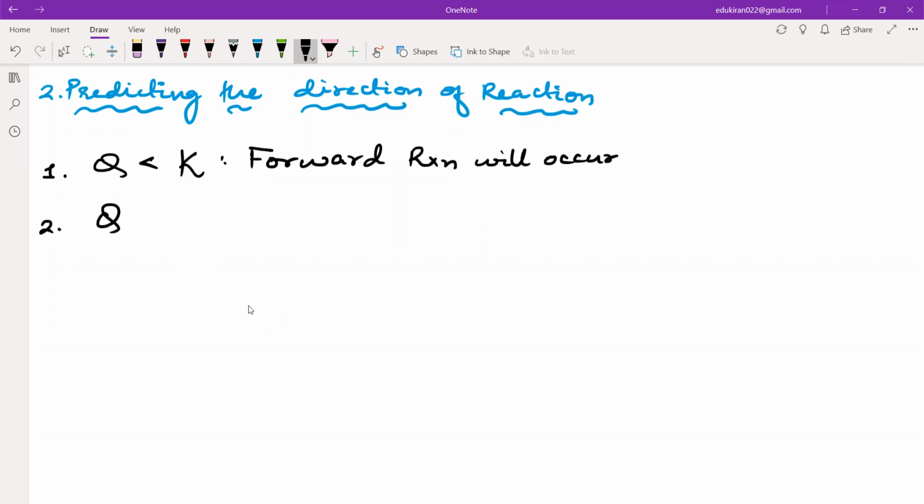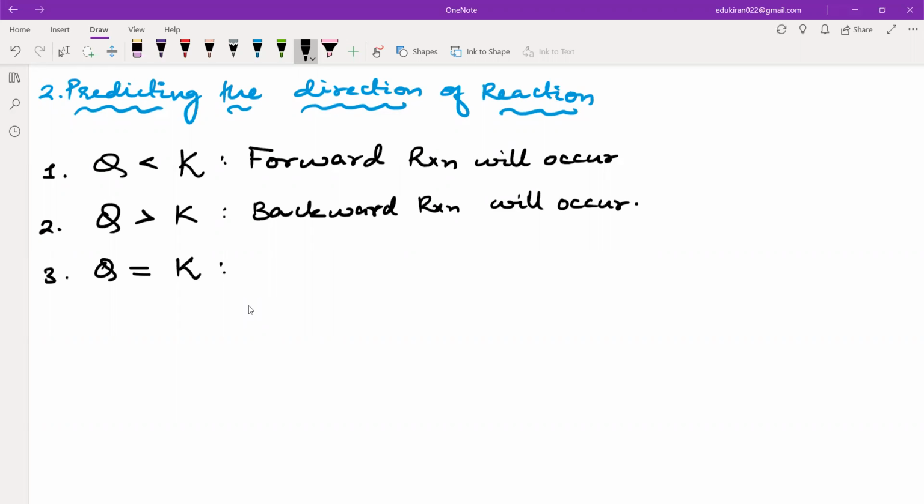Secondly, if whatever Q, that means the initial conditions that you have been given, is greater than K, then backward reaction will happen. Now, third point, if Q is equal to K, this will be only if you have the equilibrium state. So we have equilibrium achieved. When you have equilibrium, there will be no change.